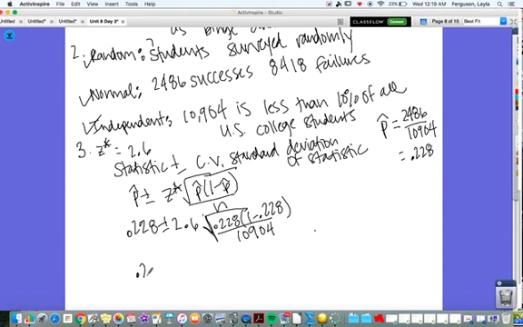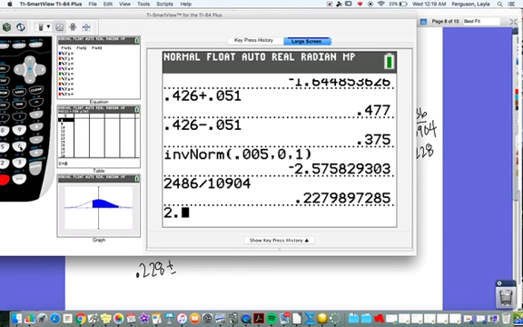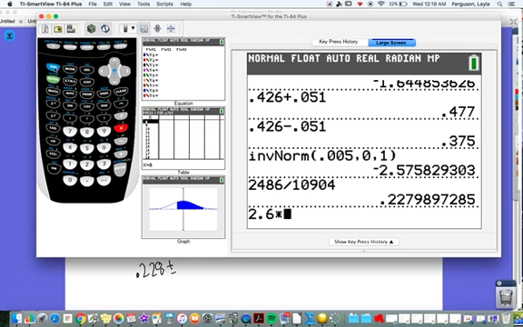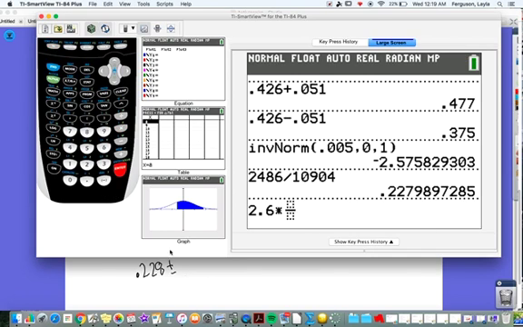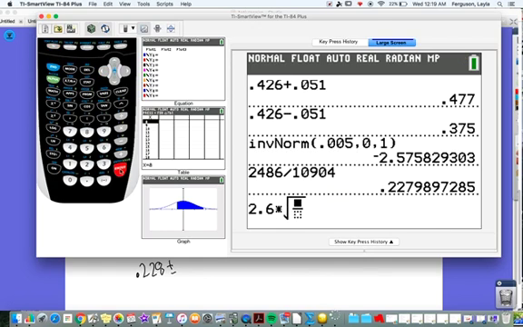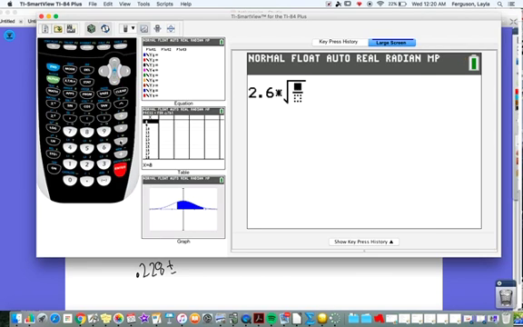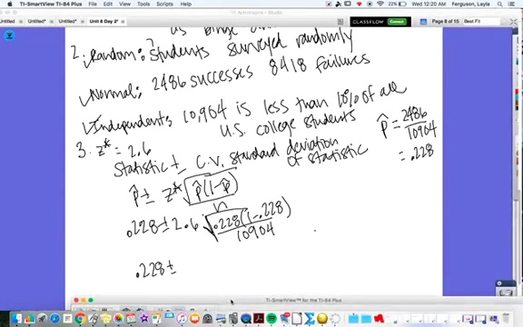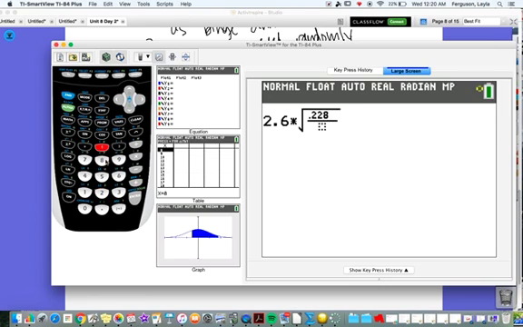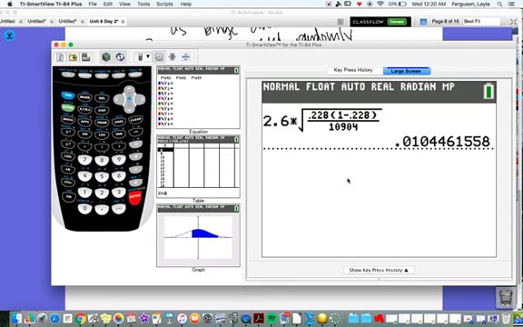All right, to make life easier, let's put all of this in the calculator so we can see what that is. So 2.6 times square root, and then let's do your fraction, alpha y equals to get my fraction underneath the square root. And so on top, I would say 0.228 times 1 minus 0.228 all over 10,904.